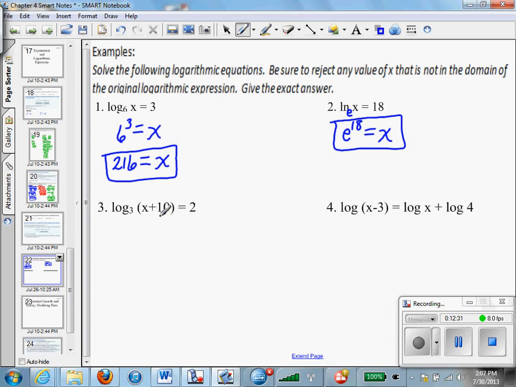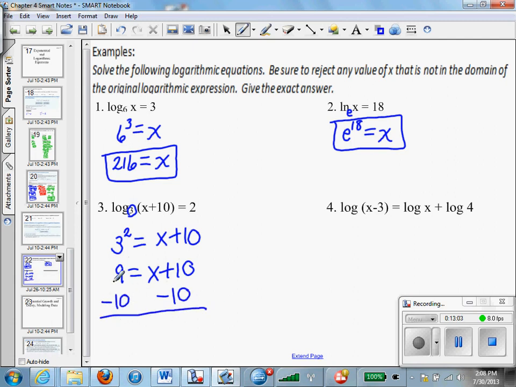For number 3, we want to know some of our properties, but for now we know that we have our base of 3, and what it's equal to is our power, in this case 2, and now we're going to set that equal to the stuff inside the log, which is x plus 10. So now we have a simple equation to solve, so 3 squared is 9 equals x plus 10. Let's solve for x by subtracting 10 on both sides. So 9 minus 10 is negative 1 equals x. And that is a solution.